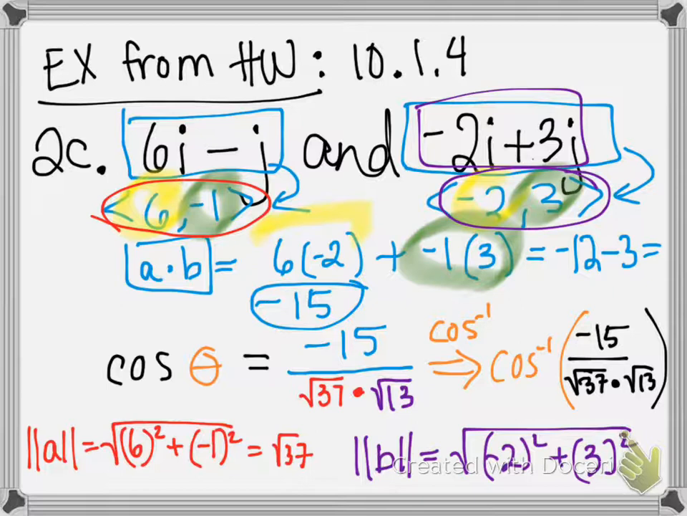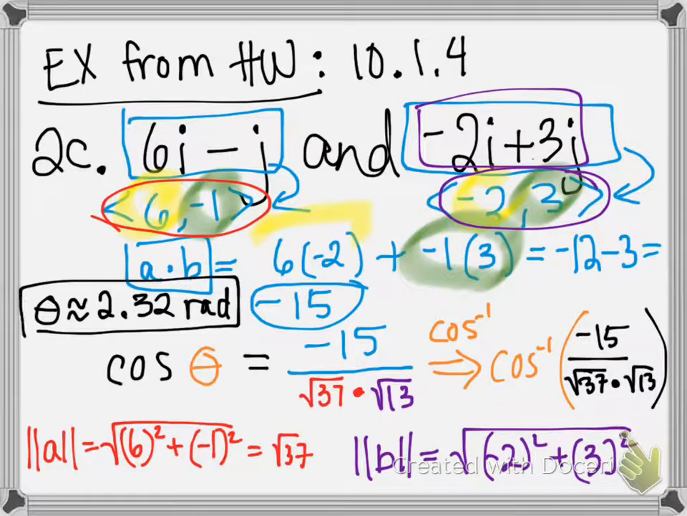My theta in radians comes out to approximately 2.32. Let's go with 2.32 radians, right? And in degrees, my answer comes out to approximately, I'm getting 133.15, so I'm just going to round it to 133.2 degrees. So those are my two approximate theta values, both radians and degrees, for the angle that would fall between those vectors.